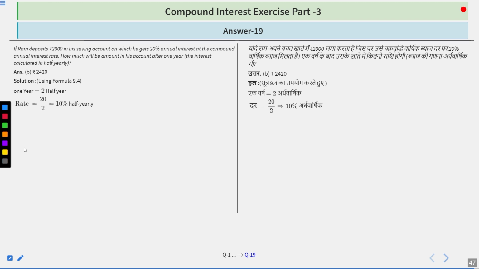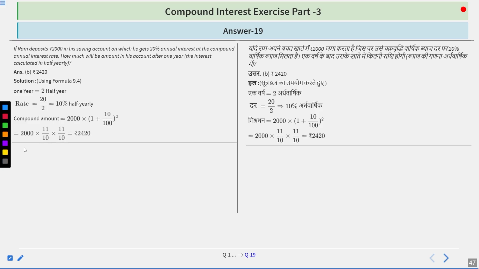Rate was 20%, but it is going to be 20 upon 2, that is 10% half yearly. Now using formula, compounded amount is going to be equal to principal, that is 2000 into 1 plus rate, now that is 10% upon 100 power time, which is now 2 half years. So that becomes 2000 into 11 upon 10 into 11 upon 10, because 1 plus 10 upon 100 is 11 upon 10, power is 2. So 2000 into 11 upon 10 into 11 upon 10 is going to be equal to 2420. Option B is the correct answer.